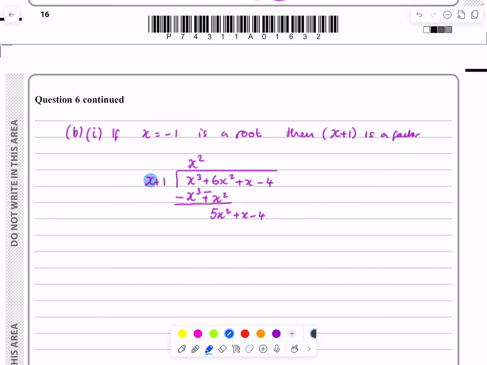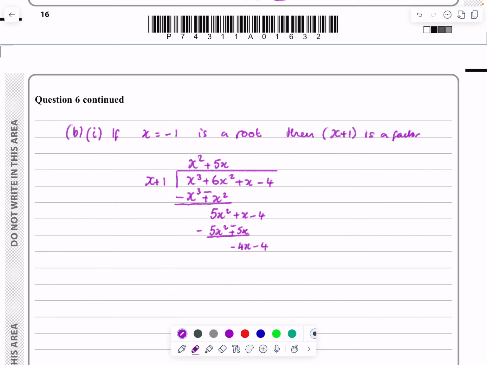How many times does x go into 5x squared? I'm going to do it much quicker now. It goes in 5x times. 5x multiplied by x plus 1 gives me 5x squared plus 5x. We then subtract, don't we? So let's subtract there, and be careful. x minus 5x is minus 4x. Bring those values down, which is only the minus 4 this time.